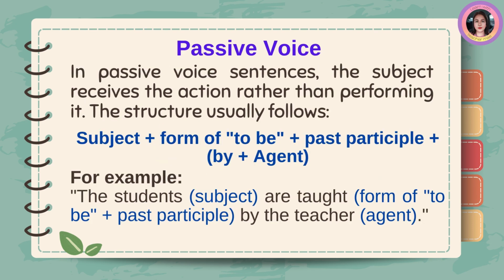In passive voice sentences, the subject receives the action rather than performing it. The structure usually follows subject plus form of to be plus past participle plus by plus agent. For example, the students, subject, are taught, form of to be plus past participle, by the teacher, agent.